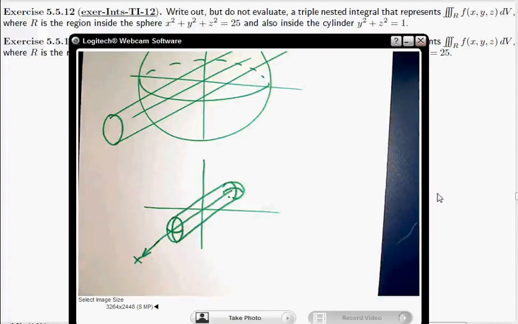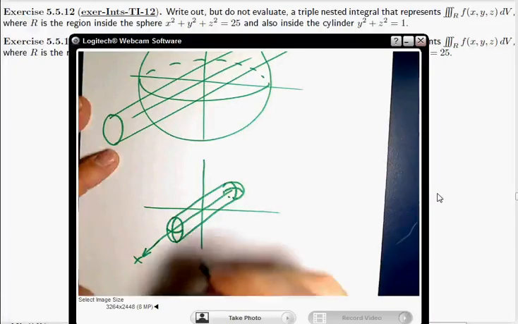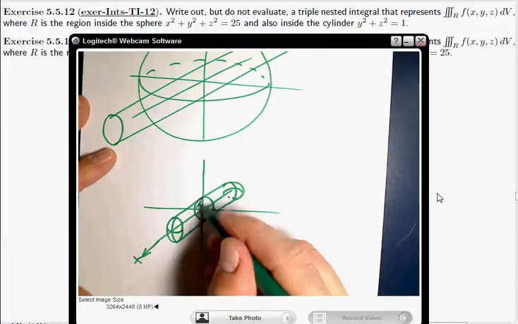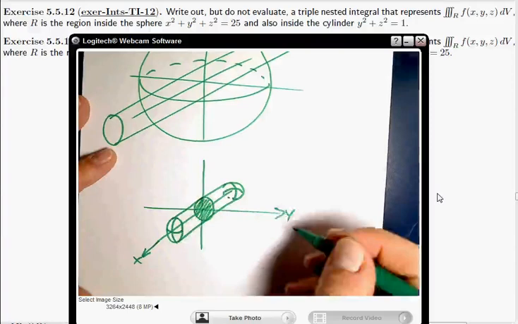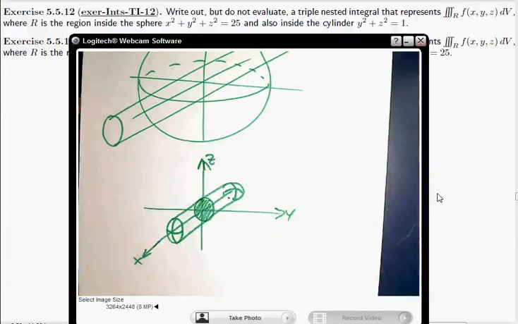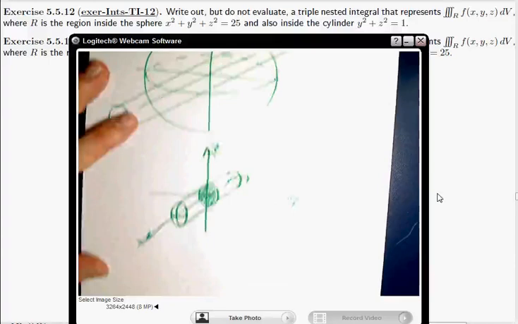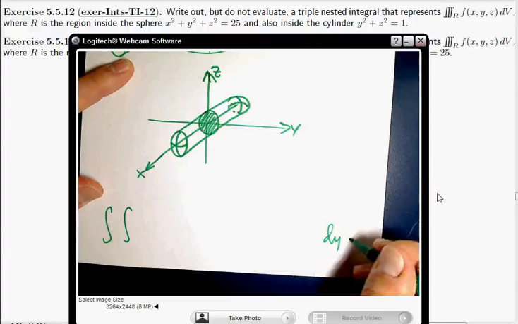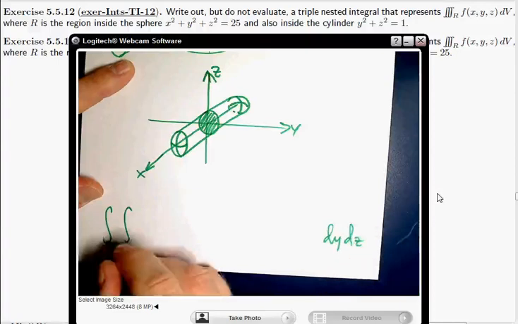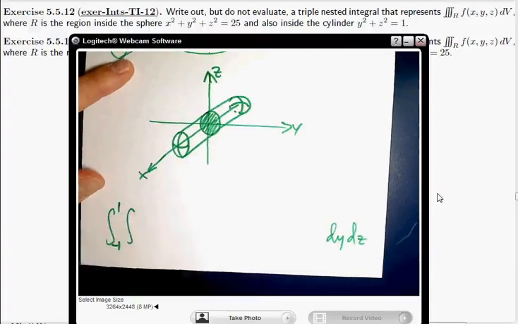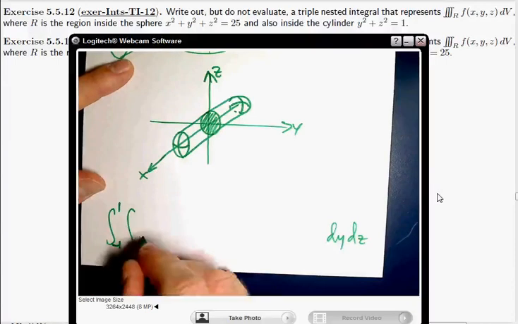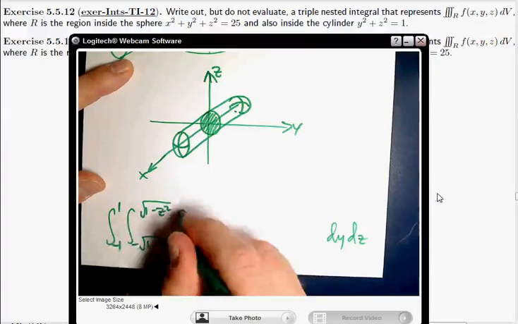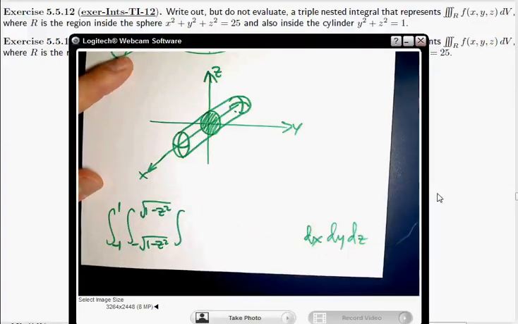But as you've observed, this is a great problem for projections, because weird though those edge surfaces might be, the projection into the YZ plane is easy. It's just the equation of the cylinder, y squared plus z squared equals 1. So let's take advantage of that. dy dz. So z from negative 1 to 1, and then y from negative square root of 1 minus z squared to positive square root of 1 minus z squared. And now all that remains is to figure out the bounds on x.